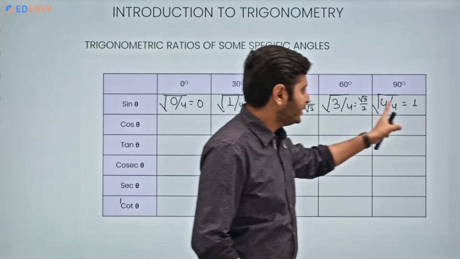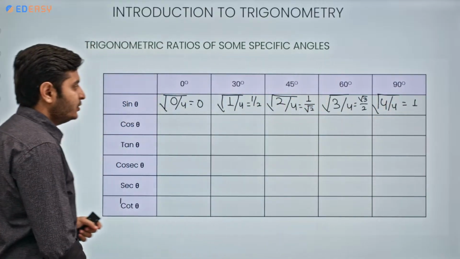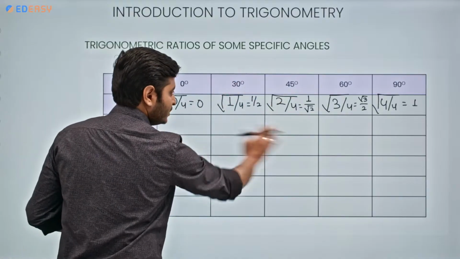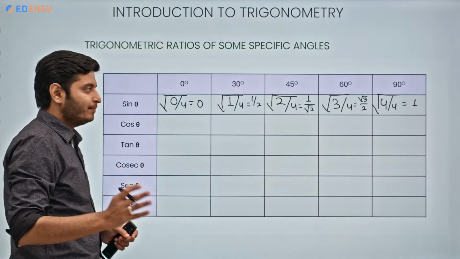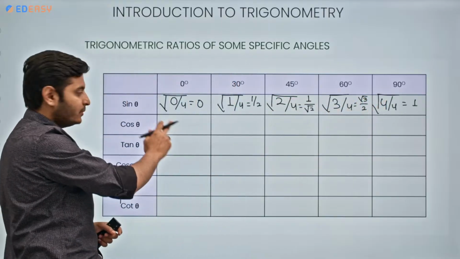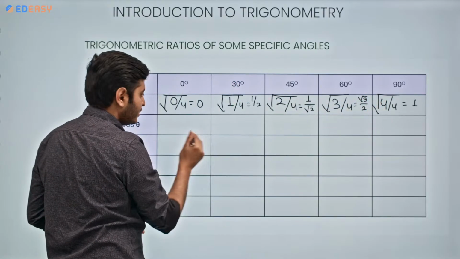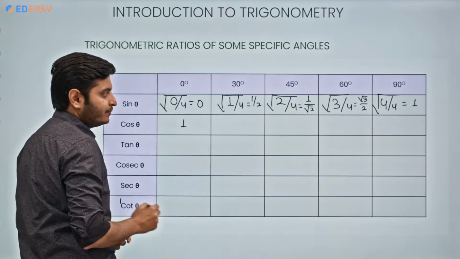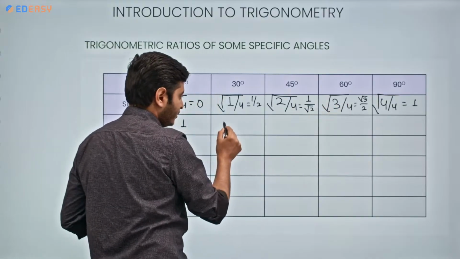All the values that you have here now, you're going to write them in opposite way. The last value you should write first here in cos. So what is the last value? 1. So I will write 1 here. The second last value I will write here, root 3 by 2.